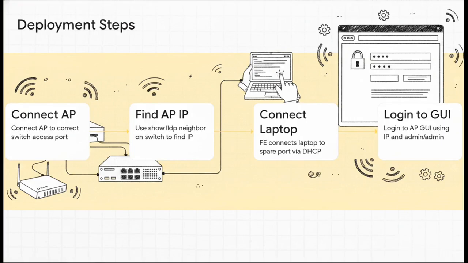Once it's physically plugged in, you jump onto the switch CLI and run show LLDP neighbor. That's going to give you the IP address the AP just pulled from DHCP. Next, have your engineer connect their laptop to a spare port on that exact same switch, make sure they pull a DHCP address in the same range, and then just punch the AP's IP into their web browser. Oh, and the default login to get into the GUI, it's just admin.